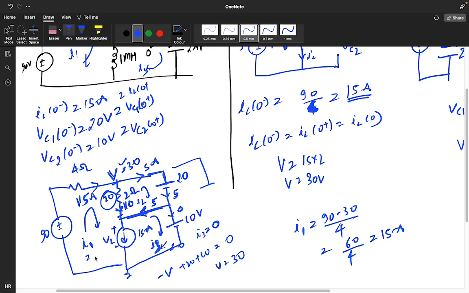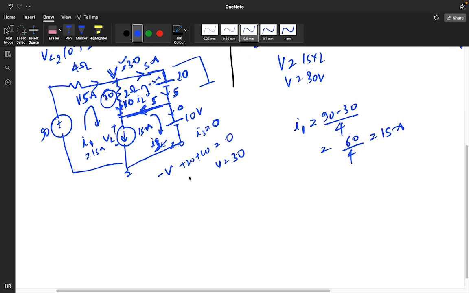I1 is equal to 15 ampere and I2 is equal to 5 ampere. So you got the values: I1 is equal to 15 ampere, I2 is equal to 5 ampere, and I3 is equal to 0 ampere, at t equals 0 plus.